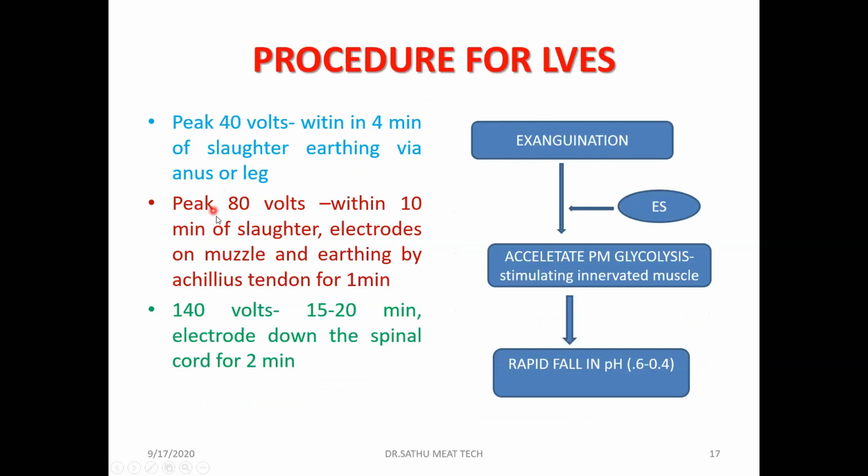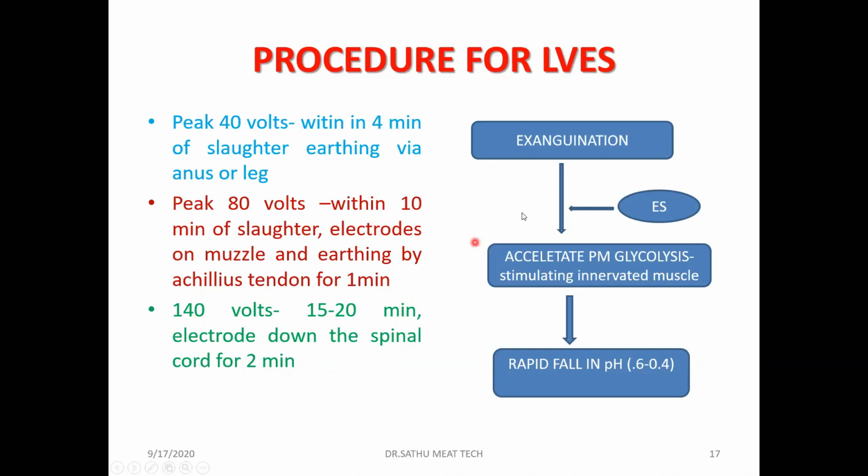Okay. If we are using 80 volts, low voltage electrical, it means within 10 minutes of slaughter, that is immediately after the exsanguination, we have to do the electrical stimulation. Electrodes are kept in the muscle and earthing by the Achilles tendon, and we can do it for 1 to 2 minutes. If we are using 140 volts, we have to apply within 15 to 20 minutes. The electrode is kept in the neck region or the spinal cord for around 2 minutes, and the earthing is done through the overhead rail.